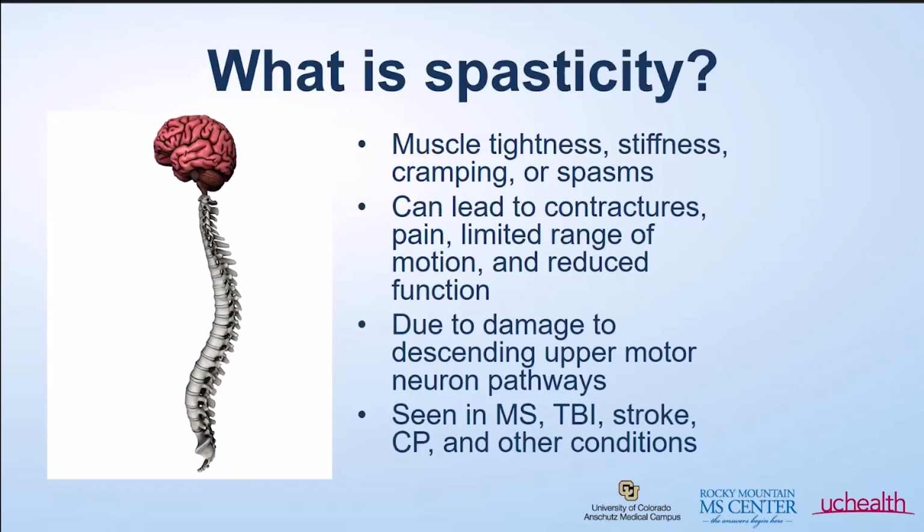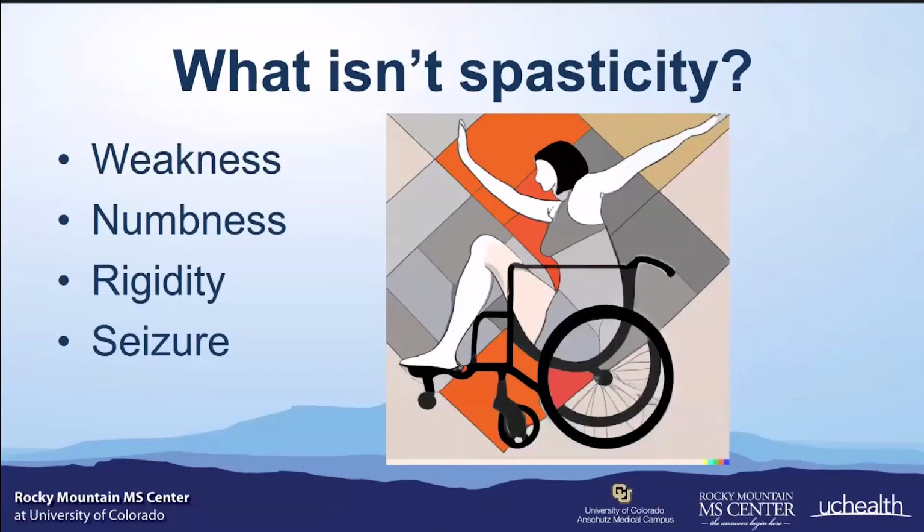There may be different mechanisms depending on the person and depending on where the lesion is in the nervous system. And as I said, we see it in MS, but we can also see it in other conditions: traumatic brain injury or traumatic spine injury, stroke, cerebral palsy, etc.